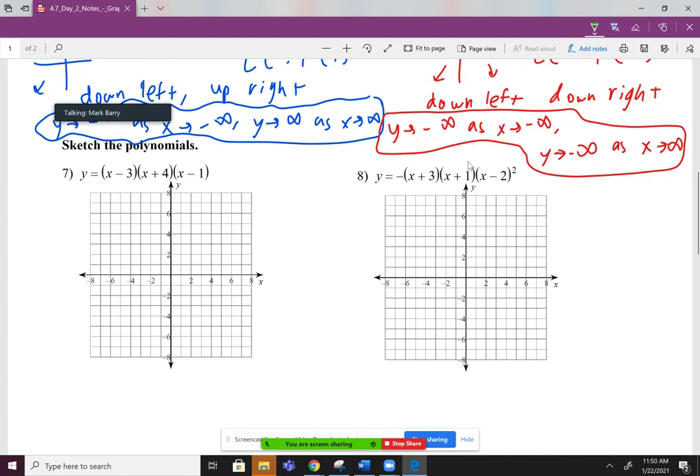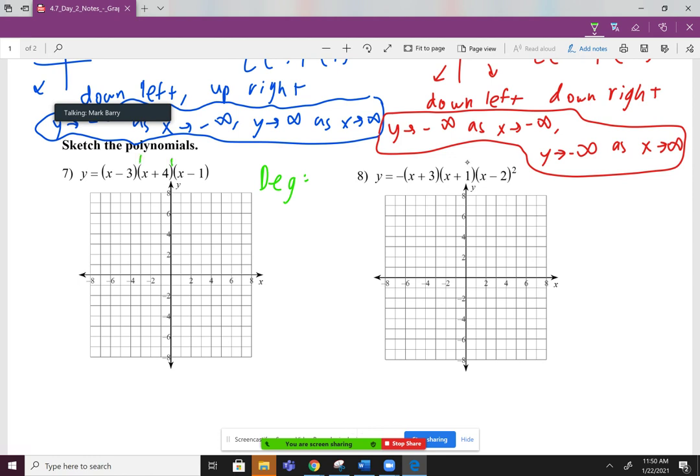Okay, now, review done. Let's learn some new stuff. We are going to sketch these polynomials, okay? So now we're going to kind of put everything together here. So check this out. We're going to start off by drawing our arrows, okay? So that's kind of the same way we were doing before. We're going to identify the degree.